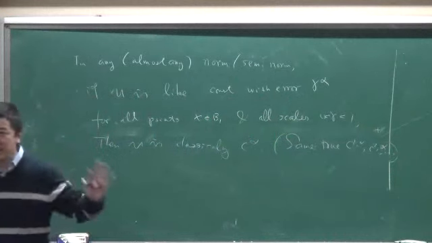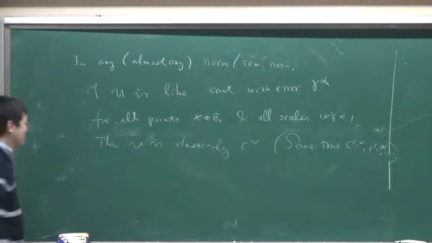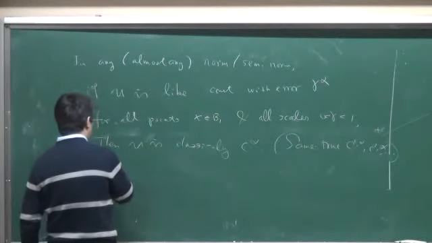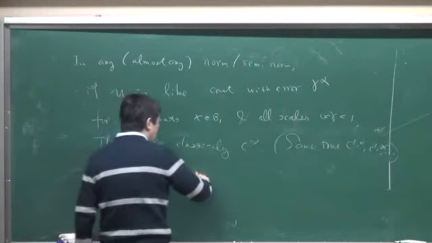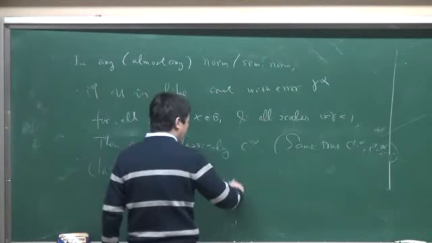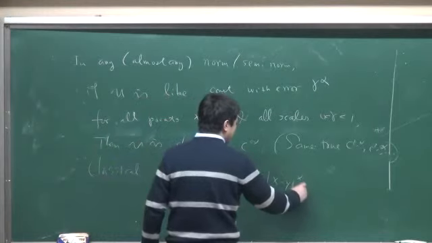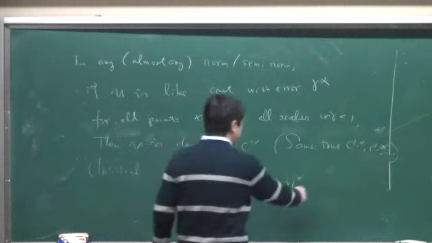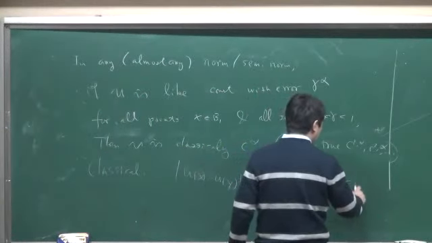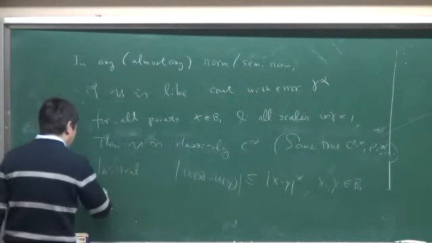Really, it's anything. Let me repeat what I did. The classical picture is that U of x minus U of y is Hölder continuous, right? For x, y in ball 1. This is the classical one.